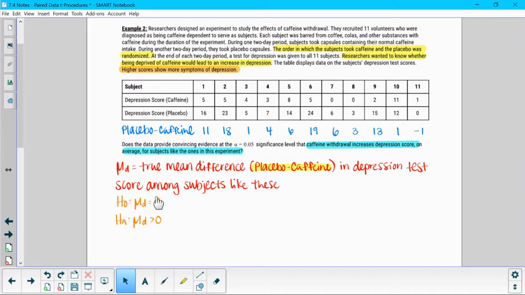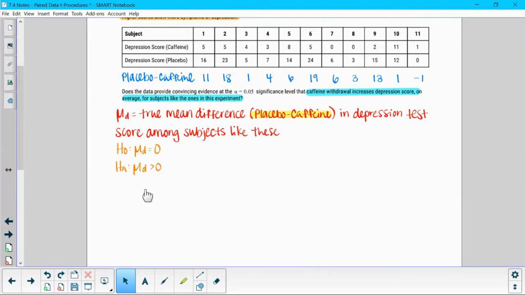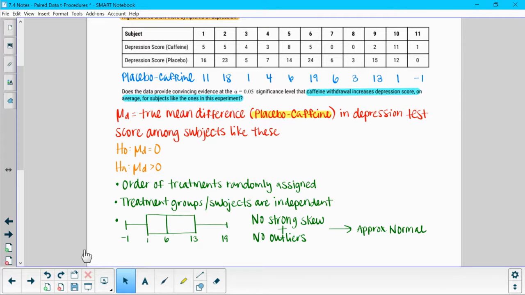Now that I have my null and my alternative, I'm going to go through and check my conditions. So I don't necessarily have that random sample possibility because I'm dealing with volunteers, but the order of treatments was randomly assigned. I can also say that my treatment and my group subjects are independent, meaning they are acting on their own. One result does not necessarily affect another.